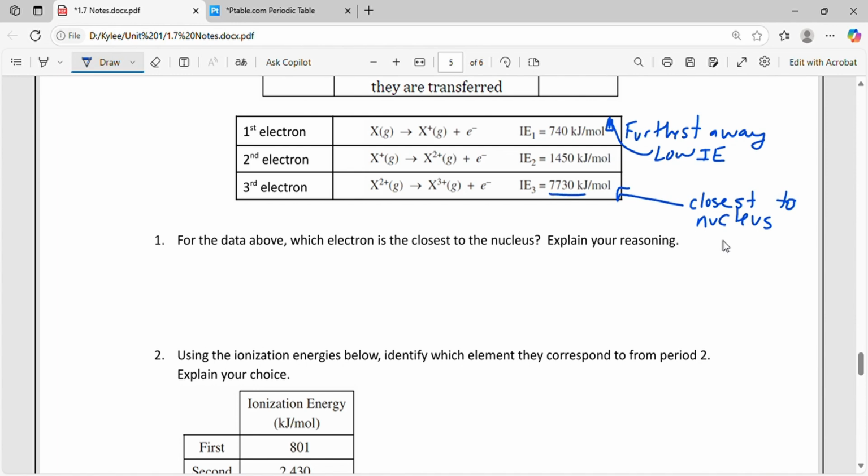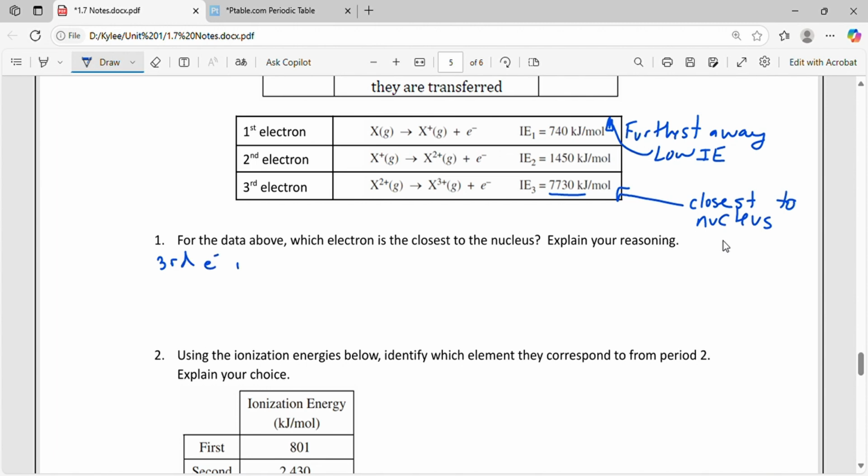So how would we explain that in a way that is short and concise and make sure that we have a claim and that we back up that claim with evidence and reasoning? I always like to start off my answers with answering the question. So, which electron is closest to the nucleus?